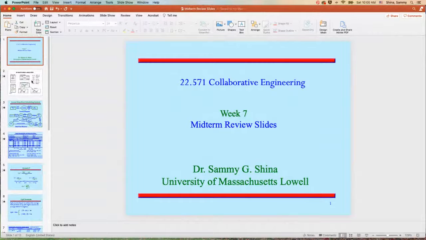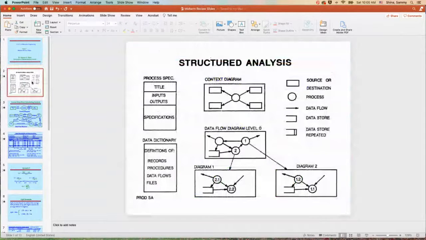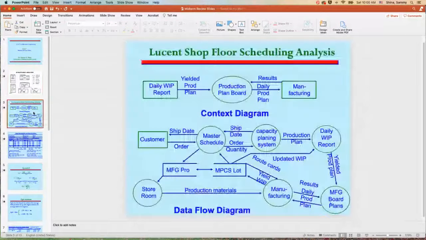So one of the questions I'll ask is structured analysis, process mapping. This is the first week of the course. I'm going to describe a process, a situation, and I'm going to ask you to do a context diagram and also do the data flow diagram. What I'm looking for is this, which is what we talked about.